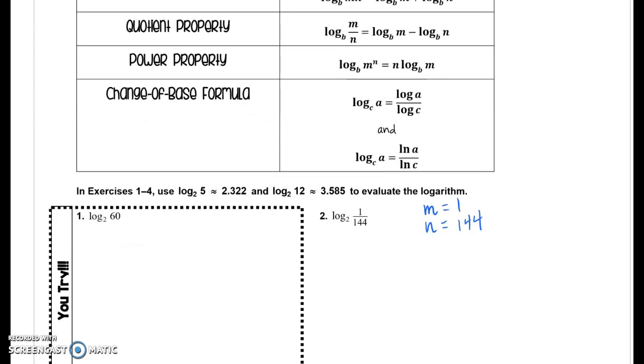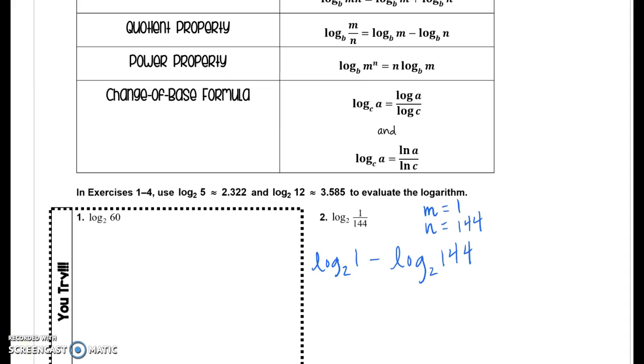So let's go ahead and try and change that to the quotient. First thing I want you to do is label m and n. You see m is the one at the top, so m is 1. n is the one at the bottom, so n equals 144. Now plug in and rewrite it like this. Okay, now that we've split it up, let's check to see if we have any of these.